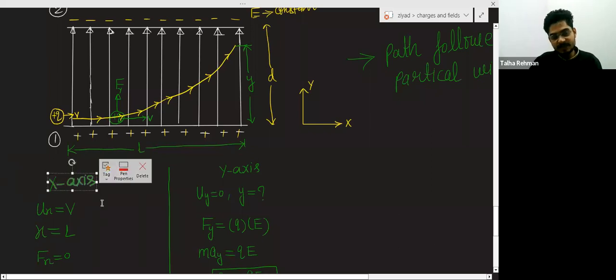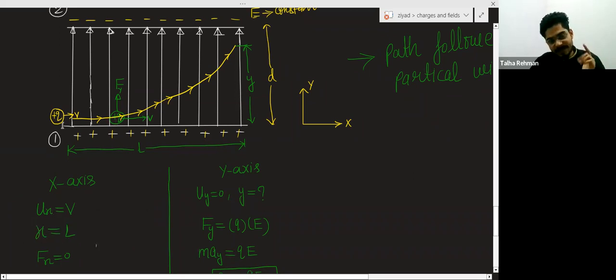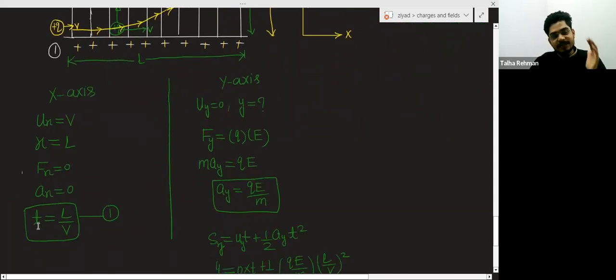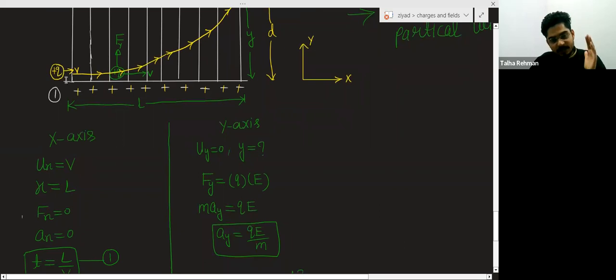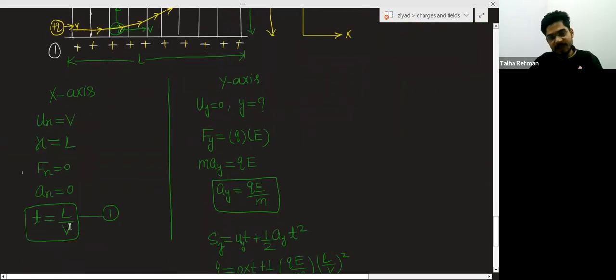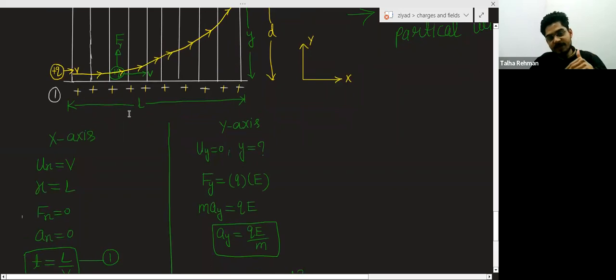See what is in the x-axis. In the x-axis, there is some initial velocity. The displacement in the x-axis is L. The force in the x-axis is 0, so the acceleration is 0. Then what time will it take to reach the other plate? Time is equal to distance by speed, so t is equal to L by v.